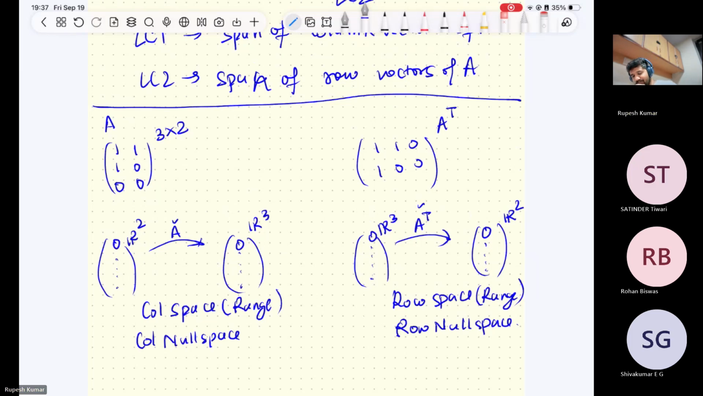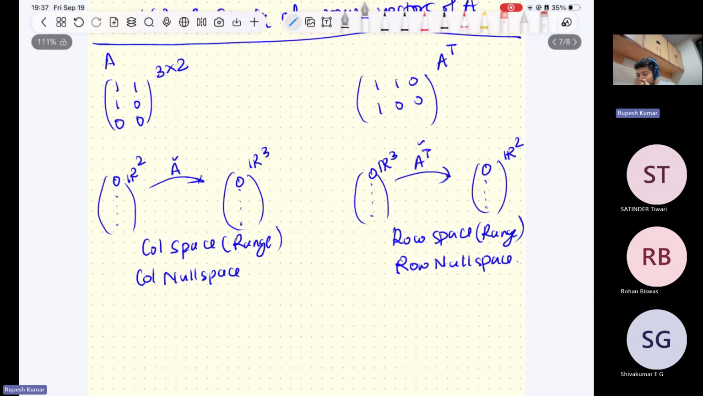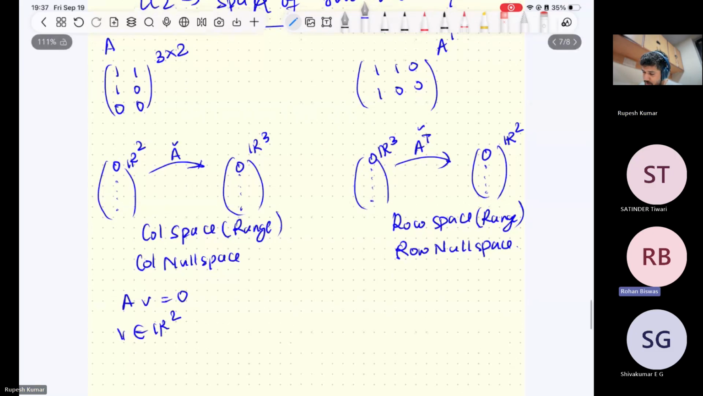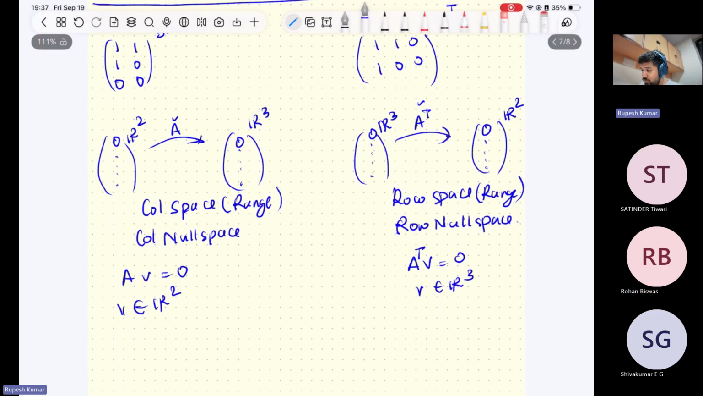Sir, by column null space, are you trying to mean only null space and that left null space? Which is null space and which is left null space here? Okay, so what is null space here? Null space is Av equals 0 such that v belongs to R2, right? And this null space is A transpose v equals 0, v belongs to R3, right? These two vectors are not the same, right? No, no. Fine.